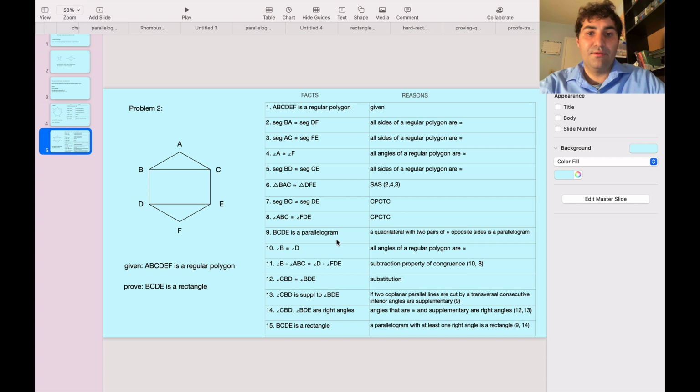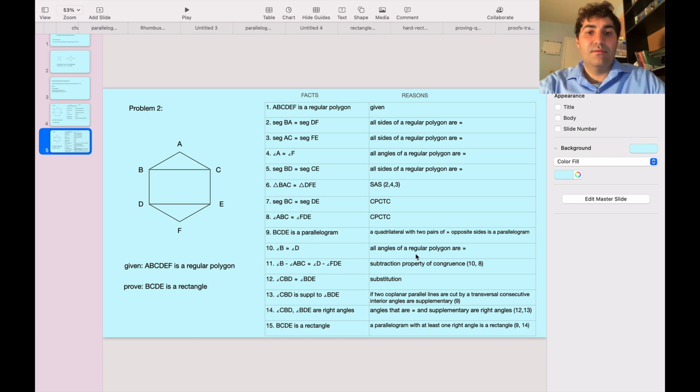BCDE is a parallelogram, right? Because we showed that in 5, segment BD is congruent to segment CE, and we showed in statement 7 that side BC is congruent to side DE. And we know a quadrilateral with 2 pairs of congruent opposite sides is a parallelogram. Now we've proved that BCDE is a parallelogram, and now we're gonna prove that it's a rectangle also.